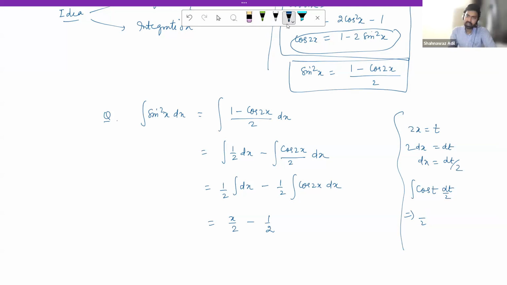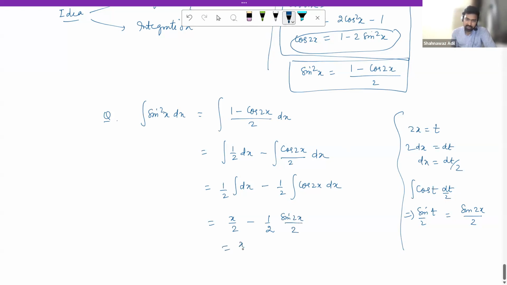So this is sine t, right? So this would be sine 2x by 2. Just remember that whenever you have some coefficient multiplied with the variable, in integration we divide by it. In differentiation, we multiply, right? You can check this. So this would be sine 2x by 2.